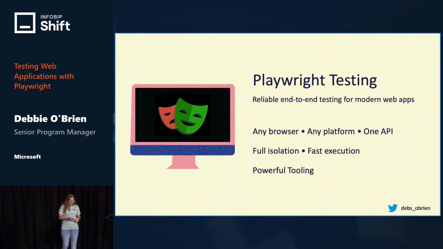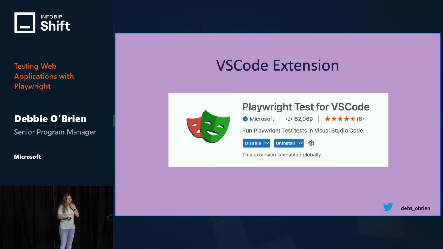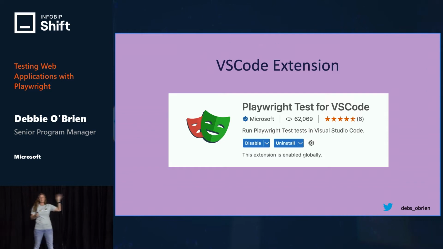So with Playwright, we can use a VS Code extension. Anyone using VS Code? Yes, I love it. Beautiful. Lots of people. So right in VS Code, you can just go to the extensions and install Playwright. So that's super simple. We've got that done.